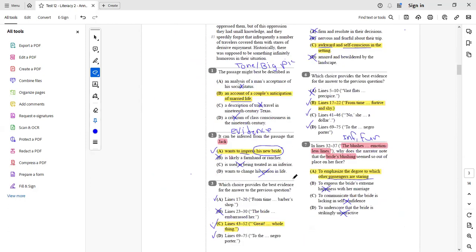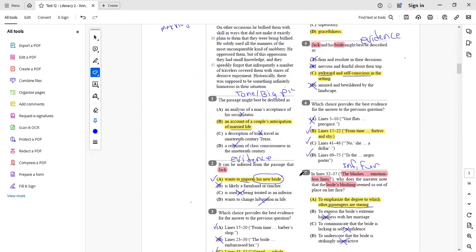Okay, again, he talked about both of them. I got a lot of information right now to give me a kind of answer for everything. Now I find B, C, and D, Maram. B, C, and D. Now let's match it up. Firm and resolute in their decision? Nothing of the three talk about decision. Nervous and fearful about their trip? Yes, it appeared that they were nervous.